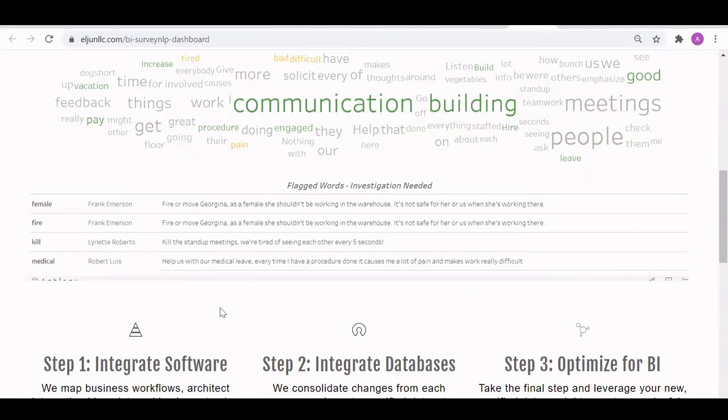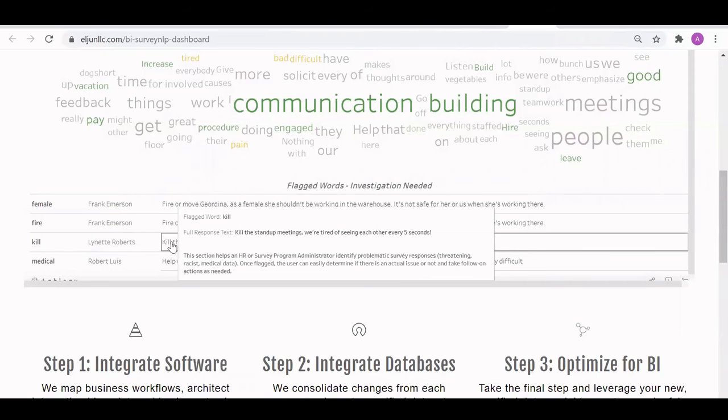Likewise, we're able to look at something like the word kill, and we might think, oh, that's really problematic. But Lynette is talking about killing stand-up meetings and is just being a little bit hyperbolic. And so we can say, okay, that's a word that maybe we would be concerned about, but in this case, it's not something we have to really worry about.